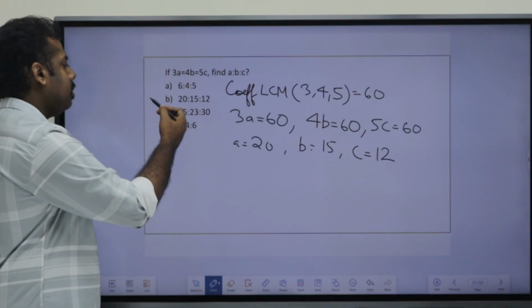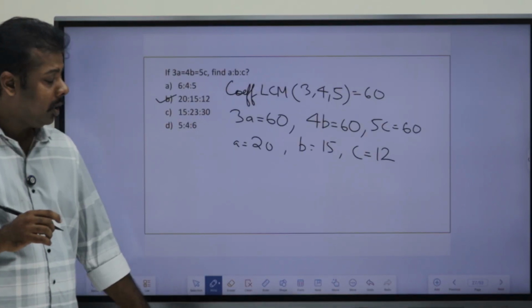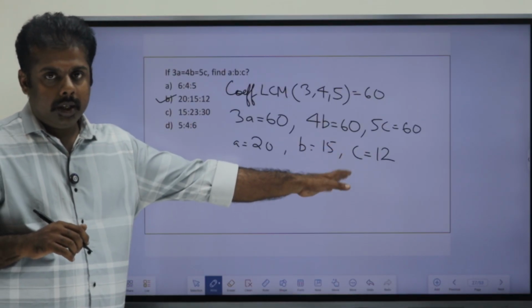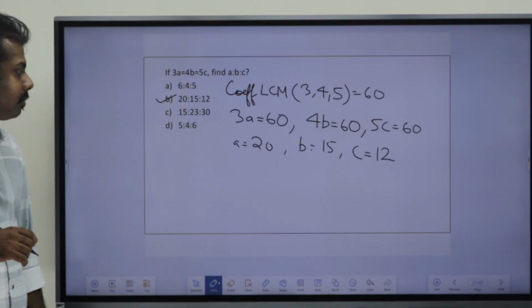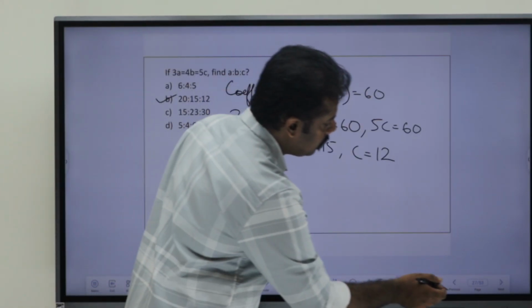So which option gives us the answer here? Yes, 20 is to 15 is to 12. That is option B. Now I think we can move to the next question.